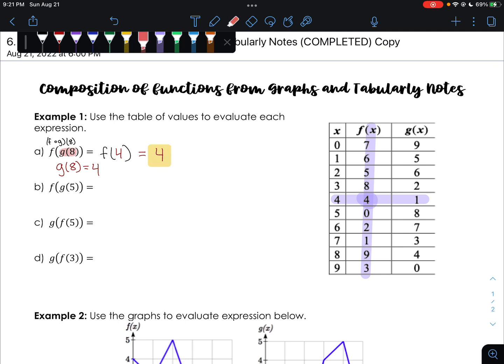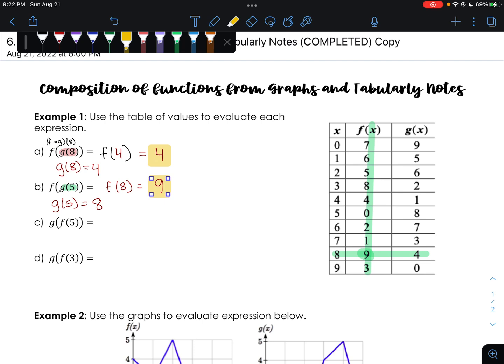Okay, moving on to the next one. We have f of g of 5. So we start by finding g of 5. Again, always starting from the inside, working our way out. We find 5 in the x column and g of x in that column. We see where they intersect at 8. So g of 5 is 8. Then we substitute that value in, so that would be f of 8. We do the same concept. We have 8 here, we look down the f of x column and see where they intersect. That would be 9. So f of 8 is 9, which means f of g of 5 is equal to 9.